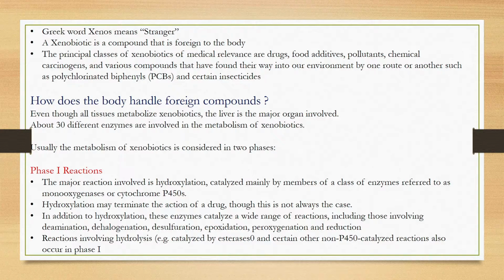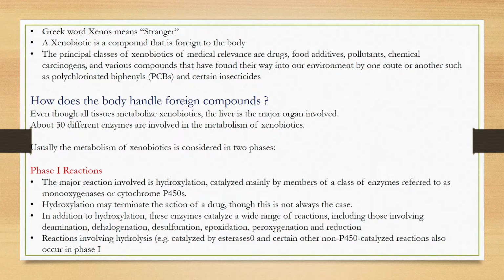The principal classes of xenobiotics of medical relevance are drugs, food additives, pollutants, chemical carcinogens, and various compounds that have found their way into the environment by one route or another, such as polychlorinated biphenyls and certain insecticides. More than 2 lakh manufactured environmental chemicals exist.